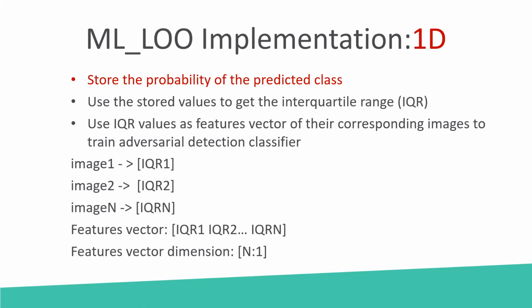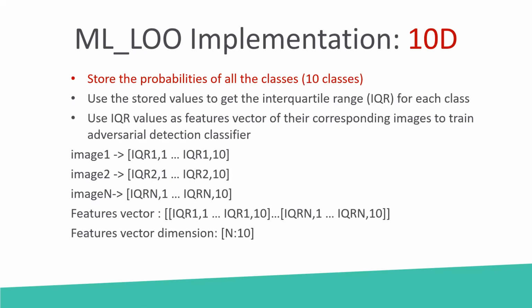Once we're done, we use the stored values to get the interquartile range, IQR. So each image will have a corresponding IQR value. We use the IQR values as the feature vector of the corresponding images to train the adversarial detection classifier. So our feature vector will look something like this, and it will have a dimension of n by 1, where n corresponds to the number of images, and 1 corresponds to the dimension of the feature vector, and in this case, it is 1.